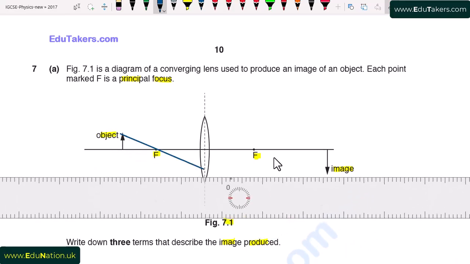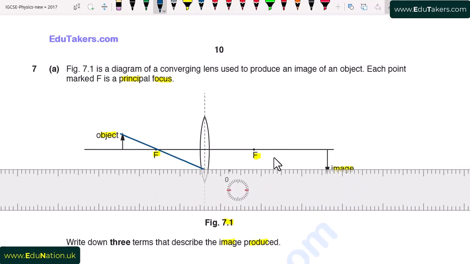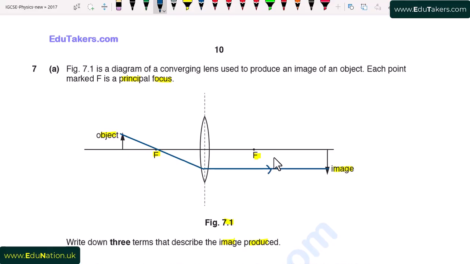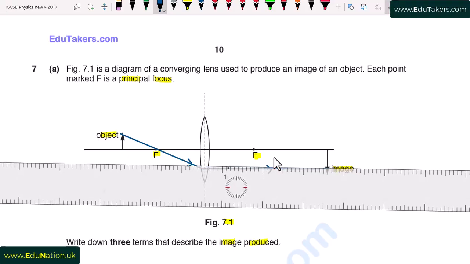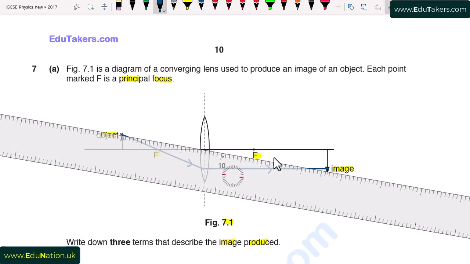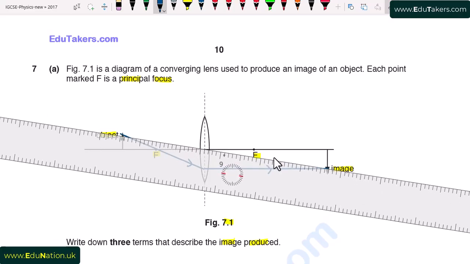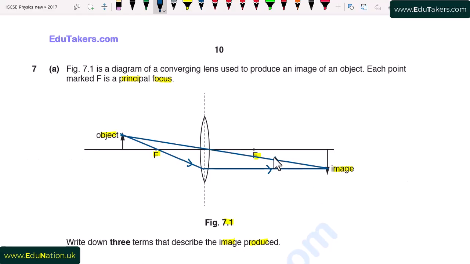Now after refraction by this lens, it becomes parallel to the principal axis. So this is the first ray. I also draw arrows here. The second ray is that passing through the center of the lens and goes straight. It is not deviated. So I draw its path. So this is the second ray.